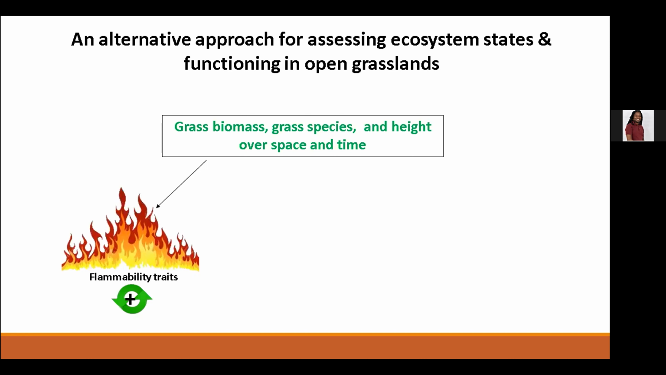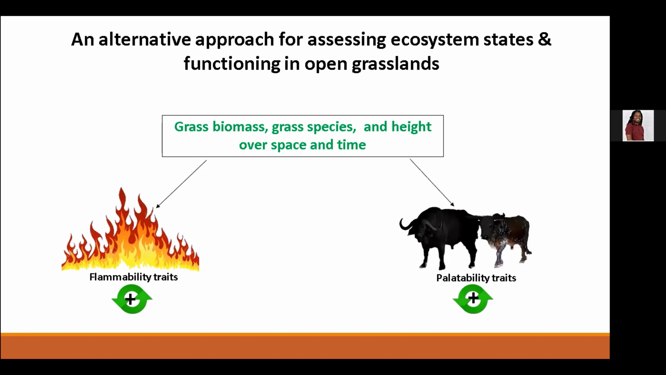The flammable vegetation promotes itself over time, such that in some systems you get plants that are adapted to fires, whereas in others you get plants that are not adapted to fires. In the same vein, you also get some of the grass traits driven by palatability traits. In this case, because some grasses are more palatable to herbivores, they actually start increasing in abundance in the landscape.